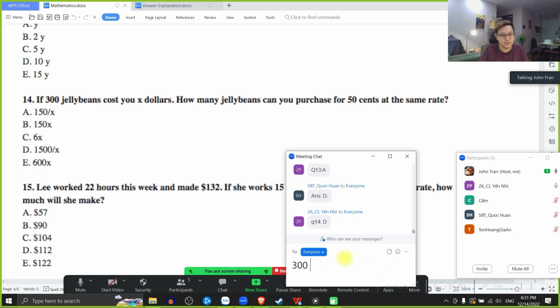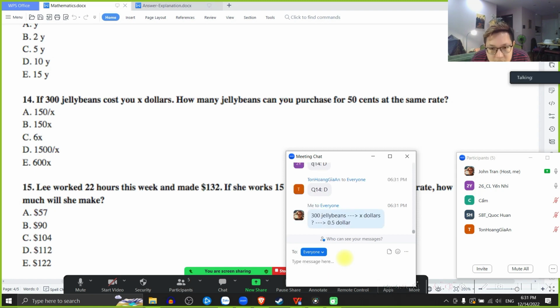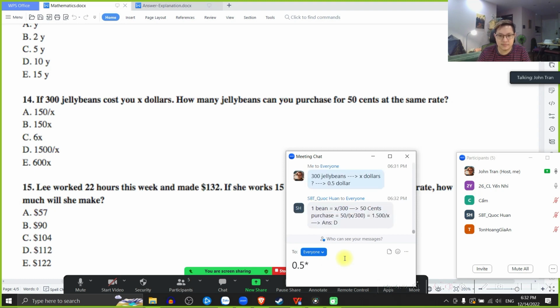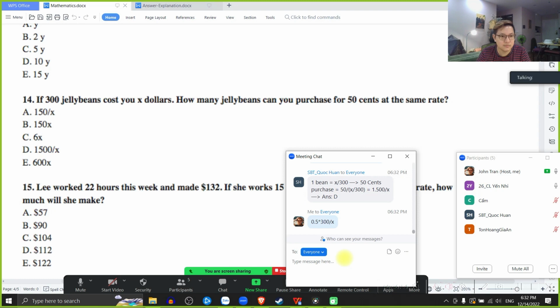All right, so 300 jelly beans, it's X dollar, and then how many jelly beans would purchase for 50 cents, which is $0.5. So it would be 0.5 times 300 divided by X, right? It's 150 divided by X. Câu A đúng nha. It's answer A.